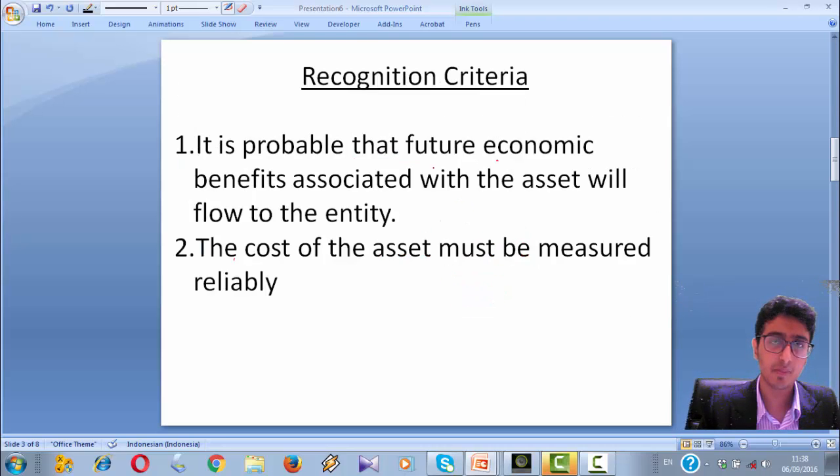Okay, the definition of property, plant, and equipment is pretty simple, so we're going to move on to the recognition criteria. Now, for an asset to be capitalized in accordance to IAS 16, it first must meet the recognition criteria provided. Number 1, it is probable that future economic benefits associated with the asset will flow to the entity. Now, what does this mean? This simply means that income must flow to the entity.